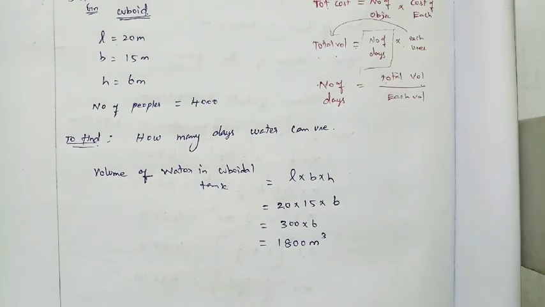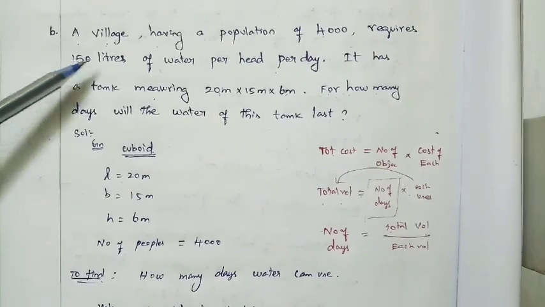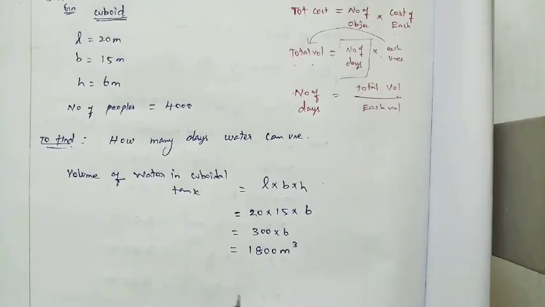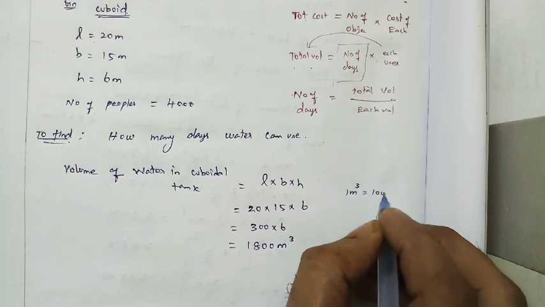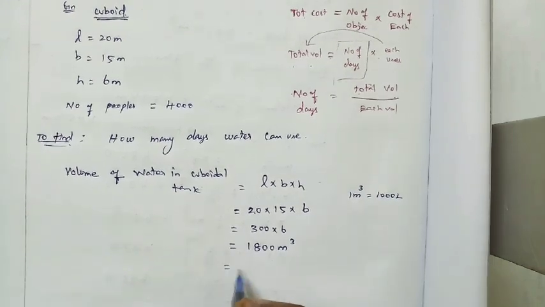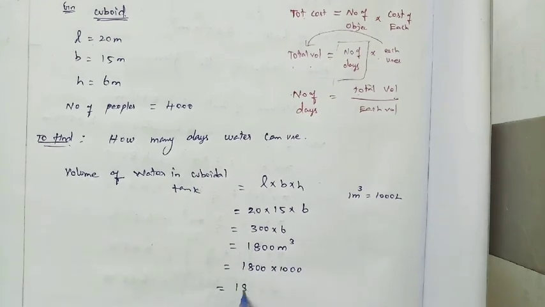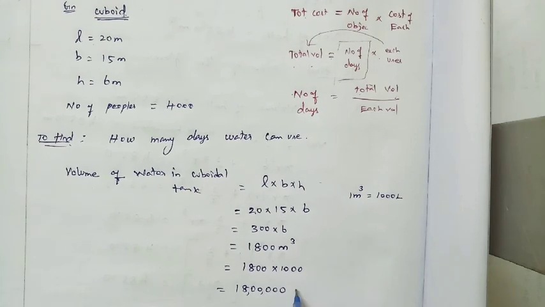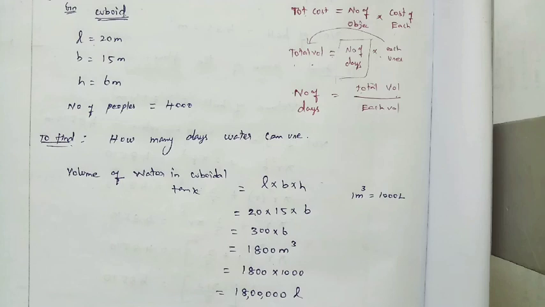See that they have given that each day each person requires 150 liters. They have given it in terms of liters, but the volume of water in the tank we found is in meter cube. So better we convert it into liters. We already know that 1 meter cube is equal to 1000 liters. So 1800 into 1000 liters is equal to 1800,000, that is 18 lakh liters. 18 lakh liters are there in the tank.